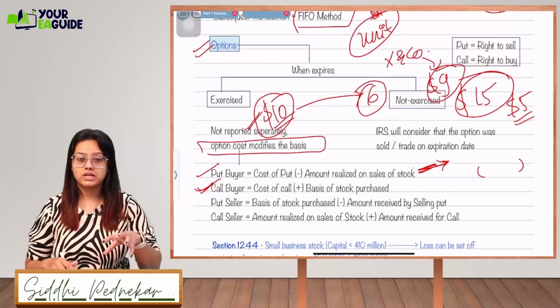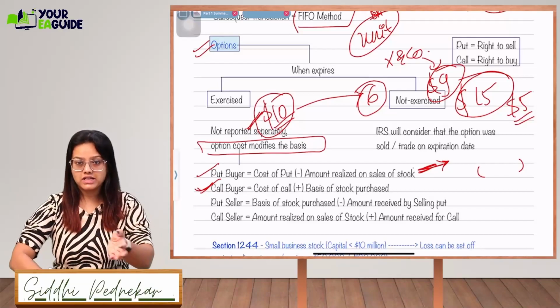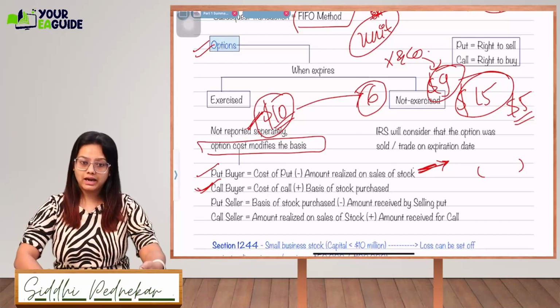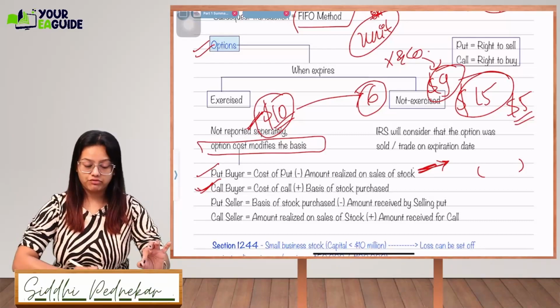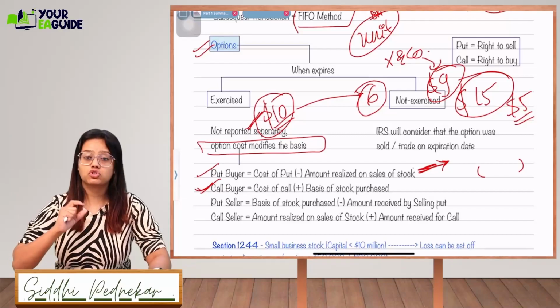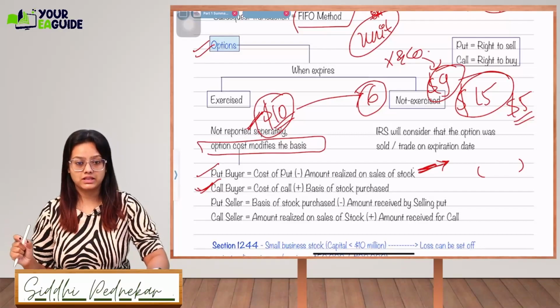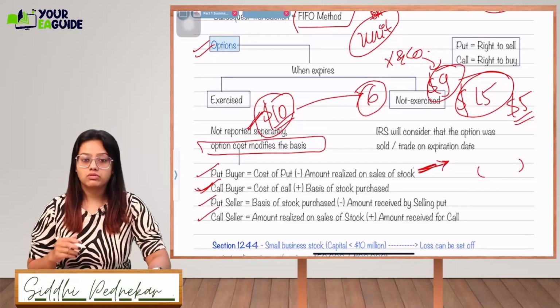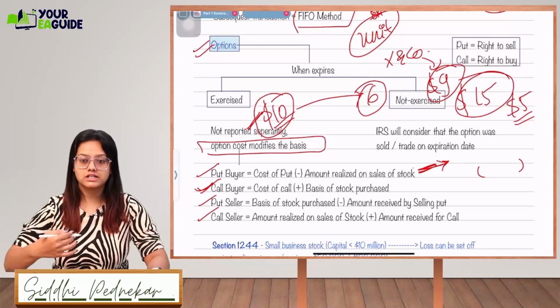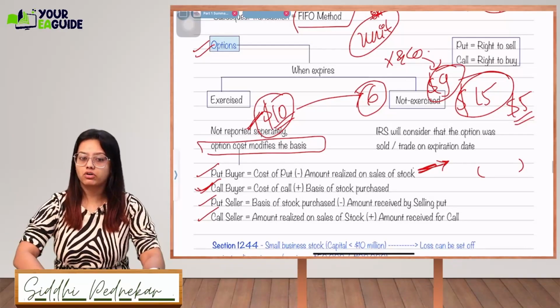Okay, same way, put seller. If the person is buying the call, someone might be selling the call. So for that you have to see the reverse case. For put seller, basis of the stock purchase minus amount received by selling the put, and for call seller it will be amount realized on the sales of stock plus amount received for call.